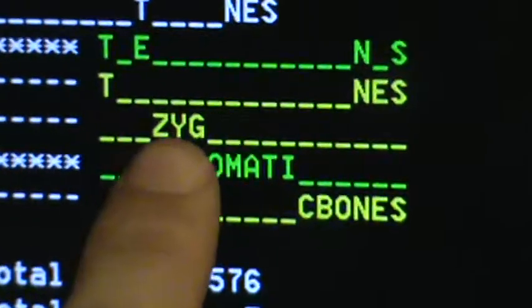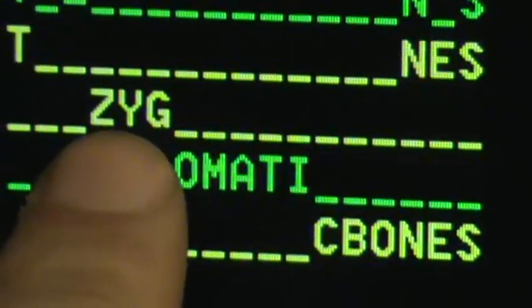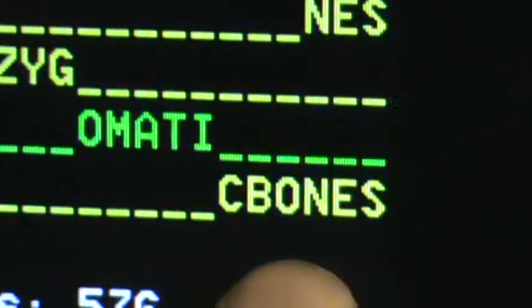Zygomatic bones is triple father in order. That is, there are two of them. They are your cheekbones, which are right here, and they also come back to form a part of your eye socket. But look at what I'm looking at here. Okay, so there's instances of 58 father in zygomatic bones.